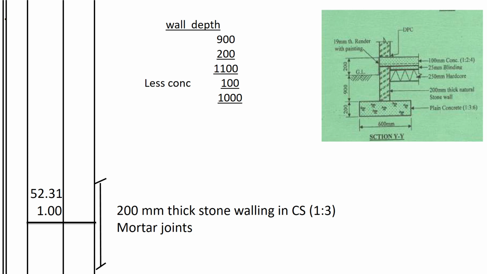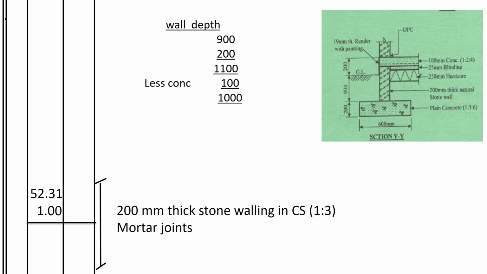The area of the foundation walls is usually equal to the center line times the depth of the wall. So what is the center line? The center line, we have already found it. Then the depth of the wall. The depth of the wall shall be equal to, from the ground level, 900 plus 200 below for the concrete and 200 above the ground for the wall. So it gives us 1100.